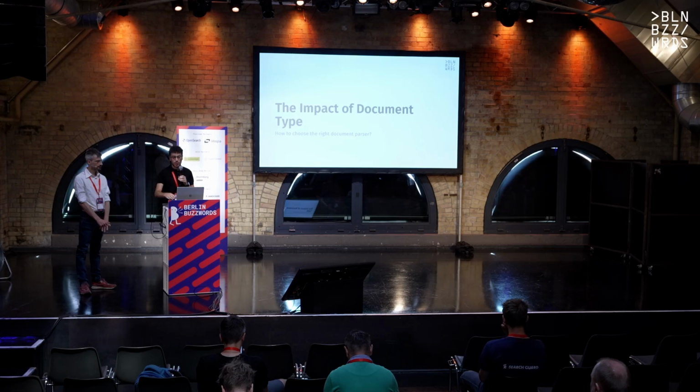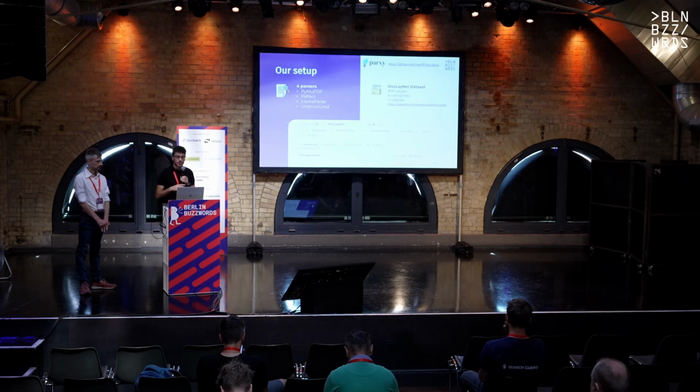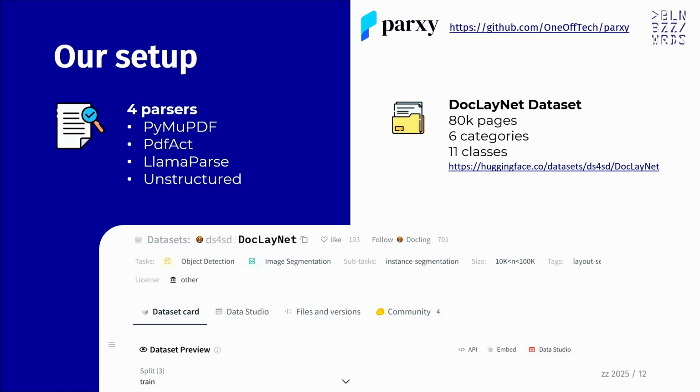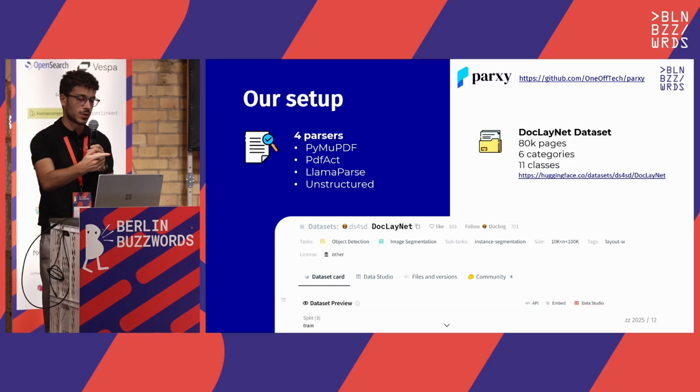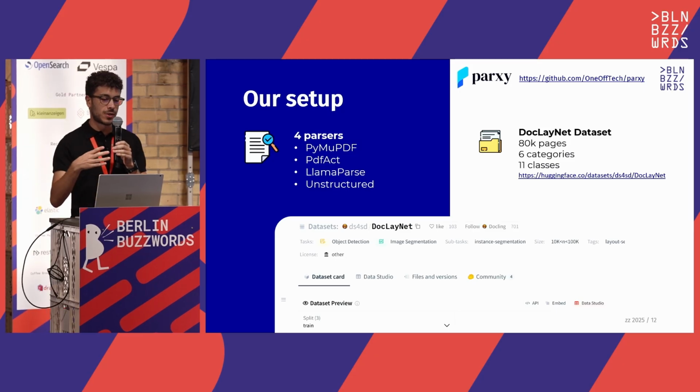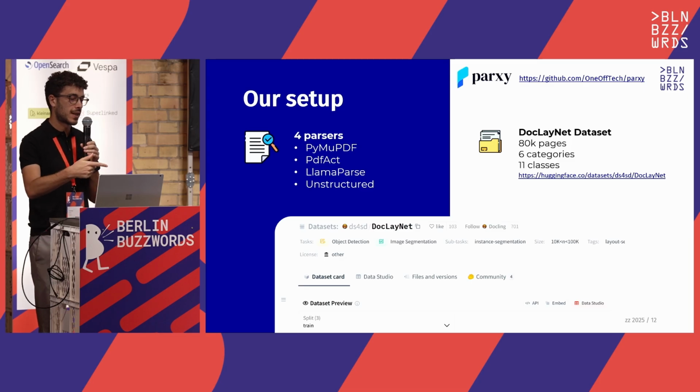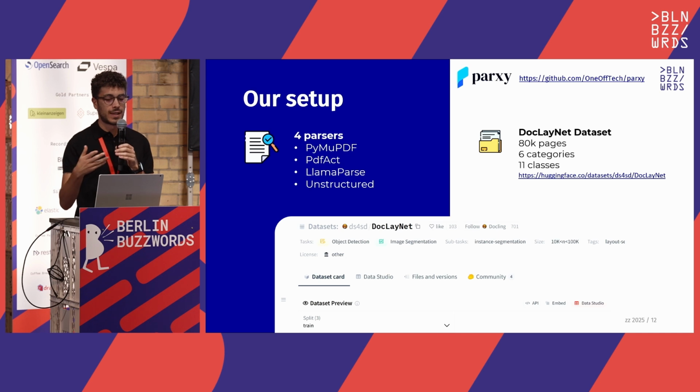So we tried to go one step further, and we took this dataset, DocLayNet, that consists of 8,000 pages of annotated text and layout across 6 different categories and 11 classes. And we ran this dataset among those 4 parsers. In particular, we implemented a proxy among those parsers that is open source. It's called Parsing, that helps to extract the text with those 4 parsers and format them in the same document format in order to simplify the comparison.